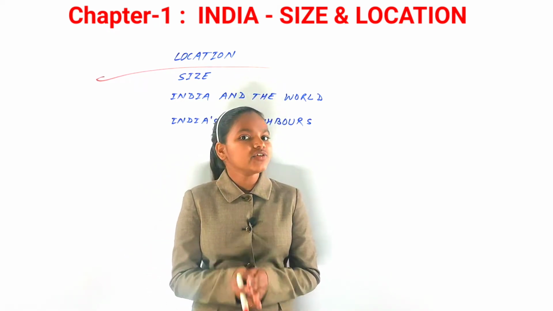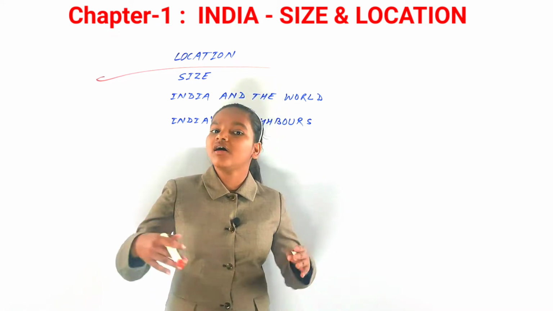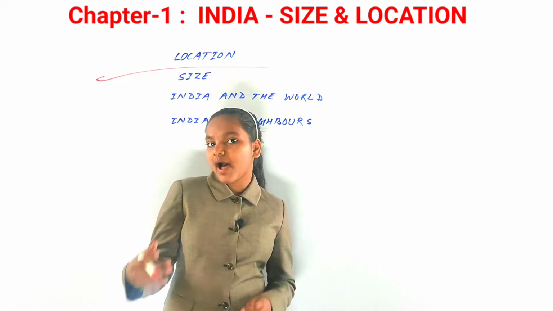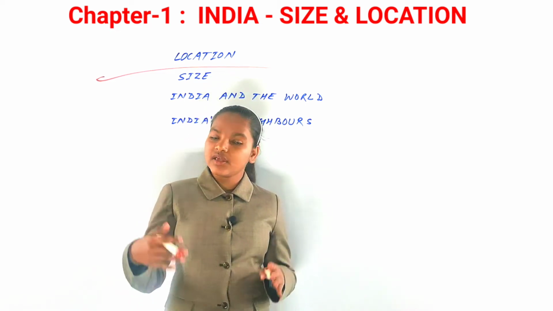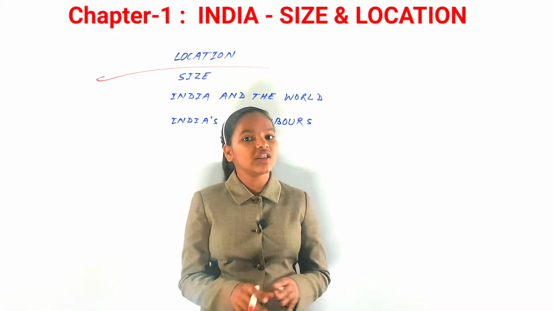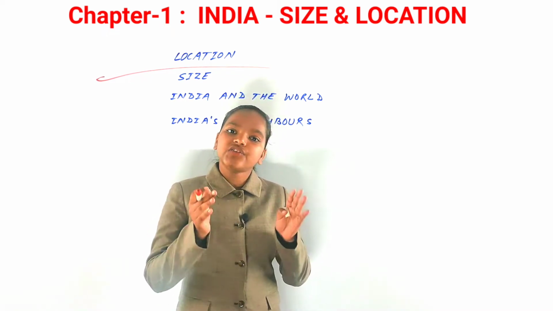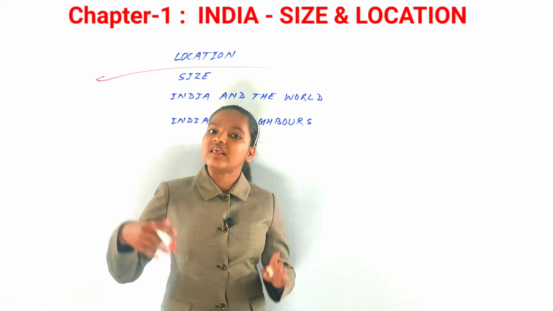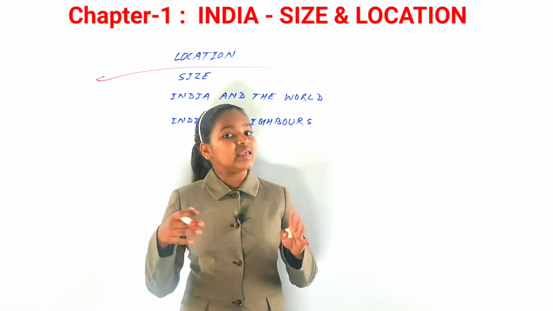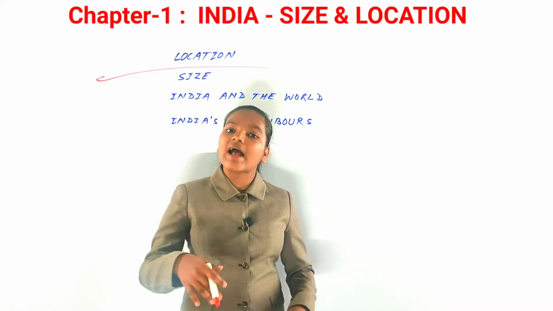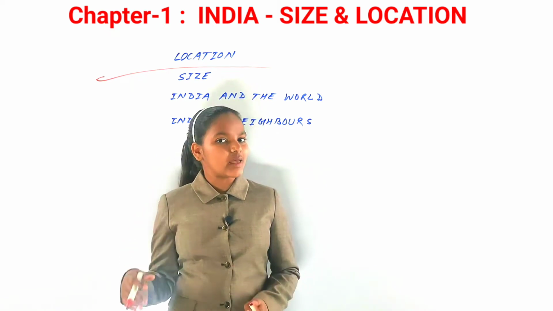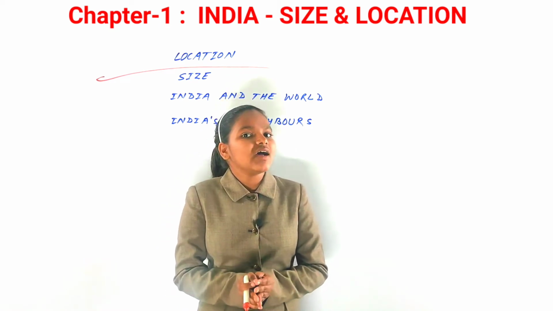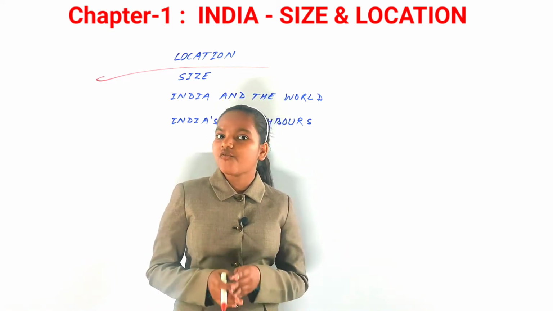And if we talk about the longitudinal extent of our lovely country, it is about 68 degrees 7 minutes east and 97 degrees 25 minutes east. These also are in east because India lies in the northern and eastern hemisphere, the northeastern hemisphere. That's why there isn't any western extent. So these are the longitudinal and latitudinal extents of our country.